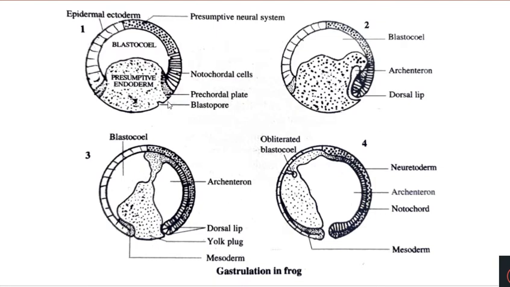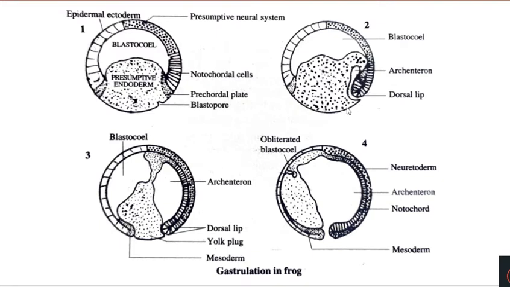Now this blastopore is having lips. This is a small invagination. Now it will develop lips. This lip is called the dorsal lip. So this is the dorsal lip of the blastopore.